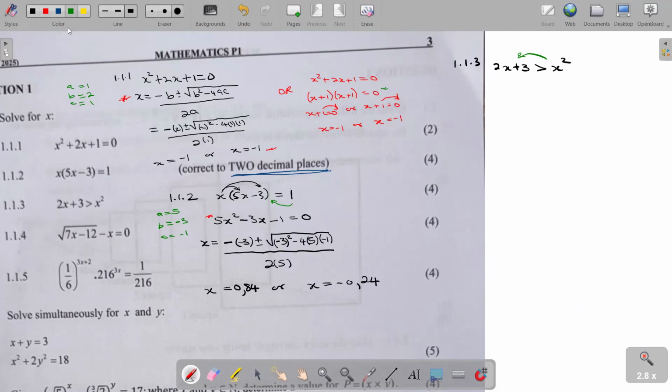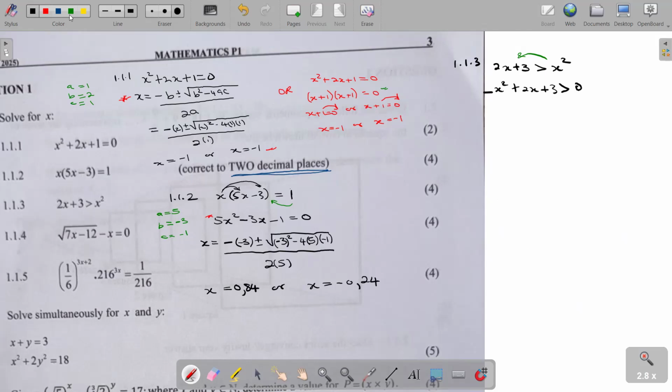We are going to be left with a negative x squared, a positive 2x, a positive 3 greater than 0. Then the next step, let us negate the inequality. If we divide or multiply an inequality by a negative, always take note that the inequality sign changes.